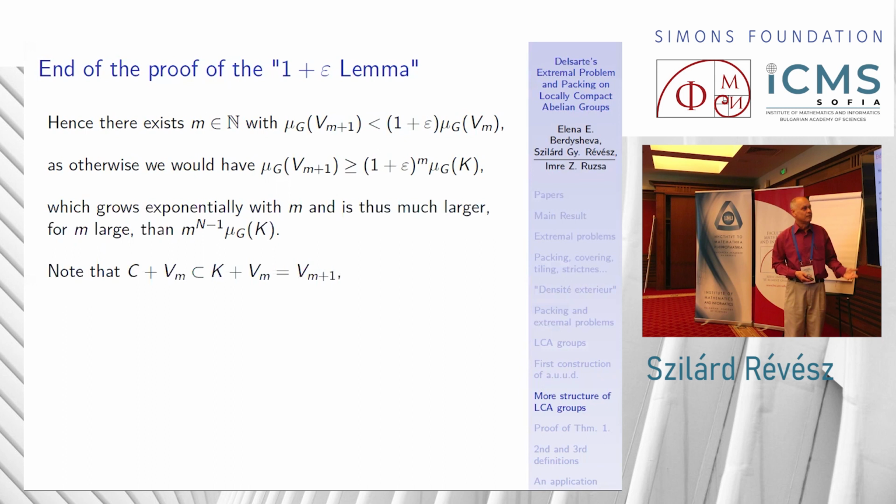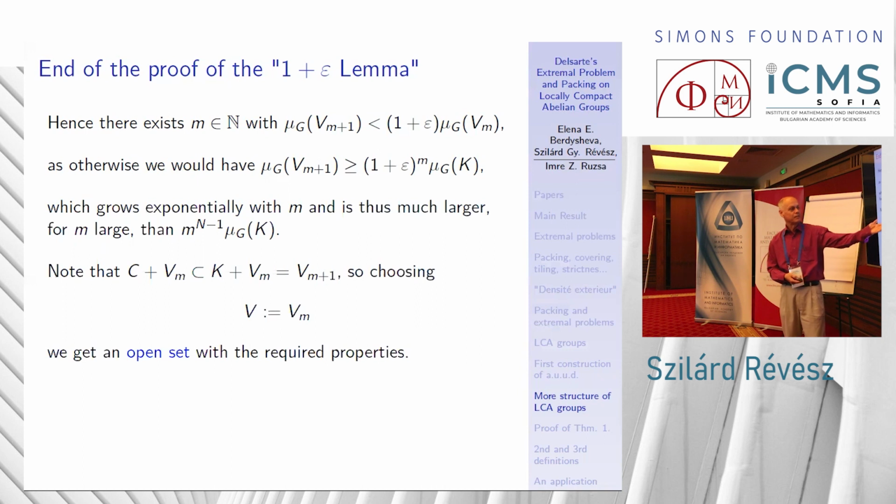Just pick. You know, C was part of K, and K plus Vm is Vm plus 1. So just pick V equals Vm, and you get an open set with the required properties. It satisfies this inequality.